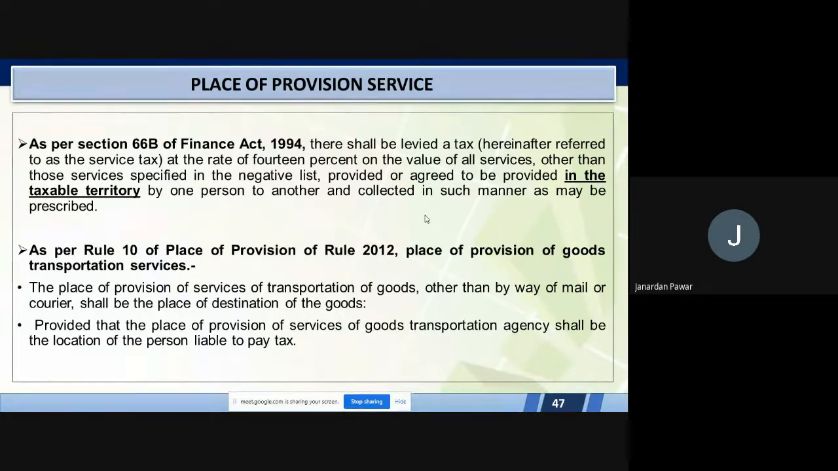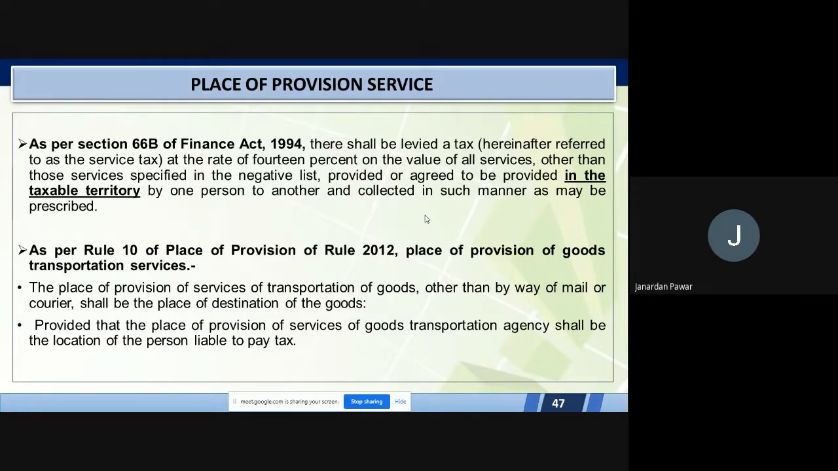Now, as per Rule 10 of the Place of Provision of Services Rules 2012, place of provision of goods transportation services. Here we are talking about one particular provision made according to the Finance Act 1994, the Place of Provision of Services Rules 2012. As per Rule 10, this provision is made for goods transportation services. If you are providing the service of transportation of goods, then certain provisions apply. Those provisions we are going to see here.